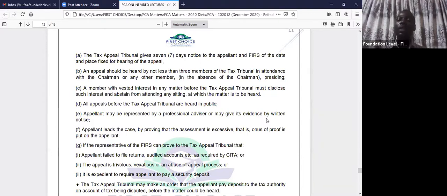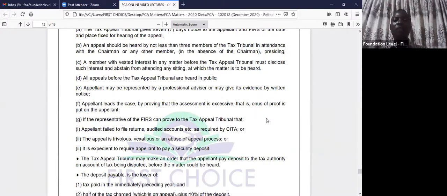Then what will you do? All the things you've attached, all the things you've sent to the FRS, you're going to send them again to the Tax Appeal Tribunal. That means you're going to send your detailed statement, your tax computation, your capital allowance computation, your assessable profit, your taxable profit, everything to the Tax Appeal Tribunal. When they see all that, they will write a notice inviting the defendant and the plaintiff, which we will call the appellant, to come for a public hearing. All Tax Appeal Tribunal hearings are held in public, just as a court setting is heard in public.